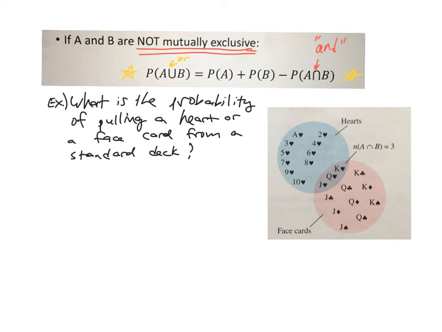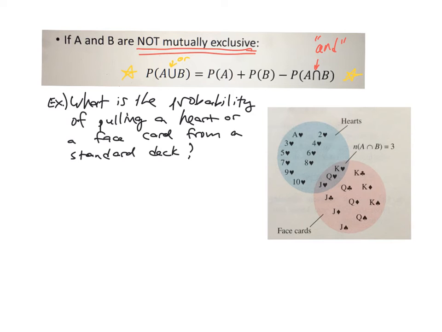We want to know the probability of pulling a heart or a face card from a standard deck. This is an example of not mutually exclusive events because a card can be both a heart and a face card at the same time. So this diagram is really helpful for us to think about because if we just added the probability that a card is a heart plus the probability that the card is a face card, we would be counting the Jack of Hearts, the Queen of Hearts, and the King of Hearts twice.